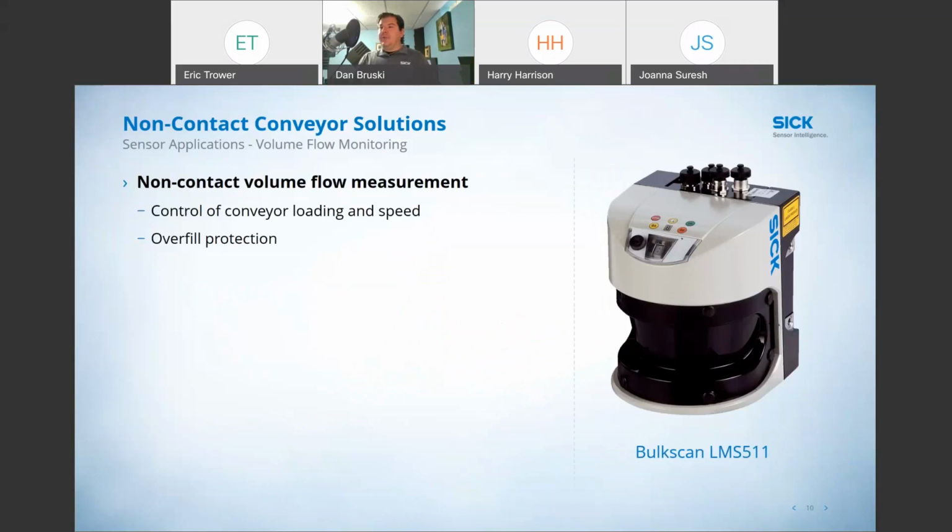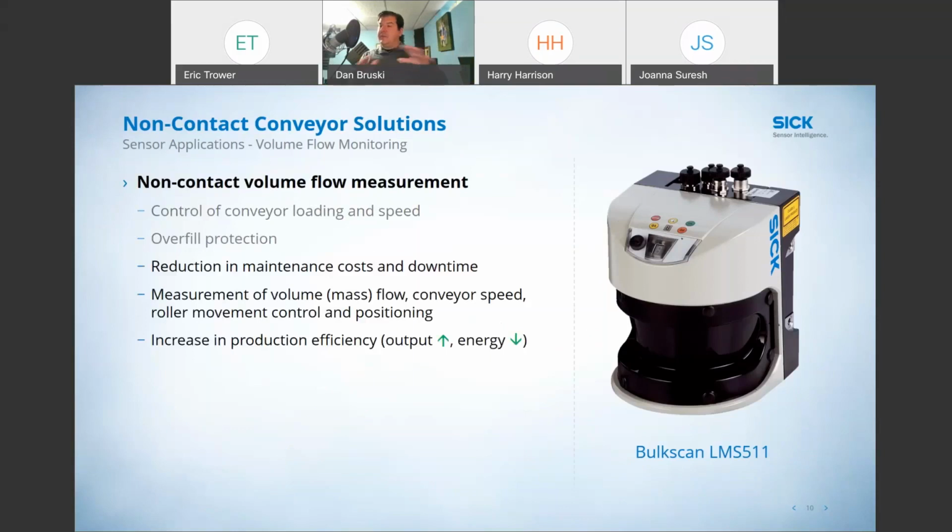In addition, the optical measurement principle can be used for overfill protection of conveyors, feed chutes, and transfer points, since the bulk scan is mounted on top of the equipment. So it can look down and see height and overflow. This mounting position also has the benefit of reducing maintenance costs and downtime, since the bulk scan is not in physical contact with the material transported or the conveyor itself.